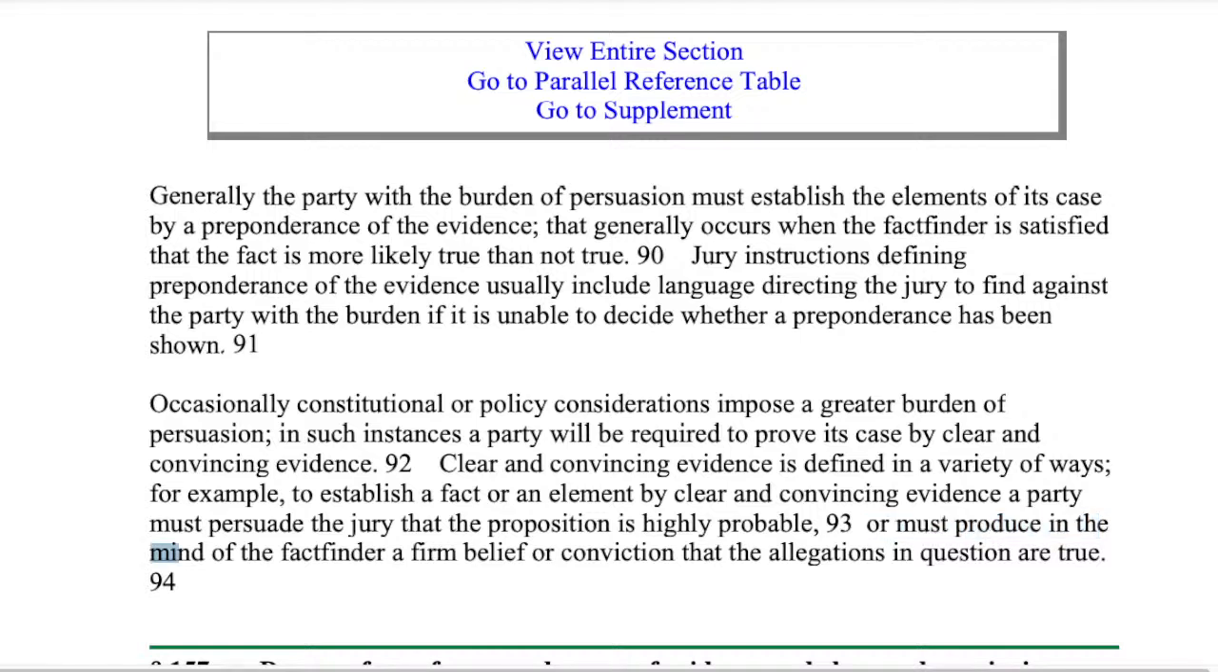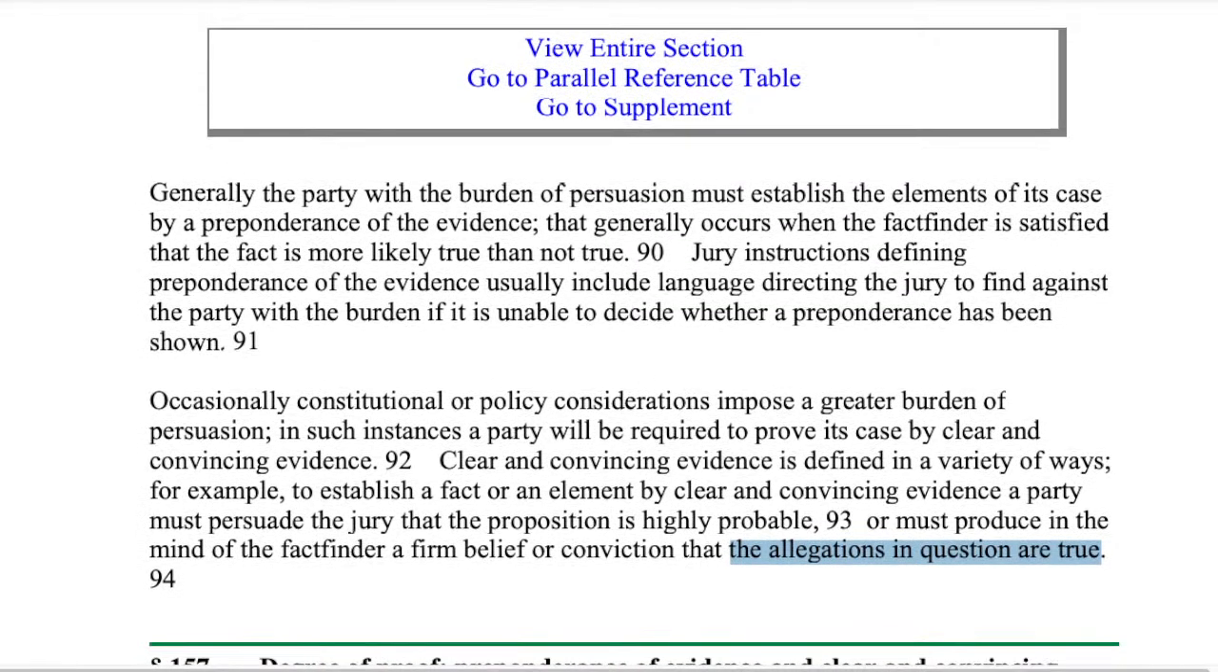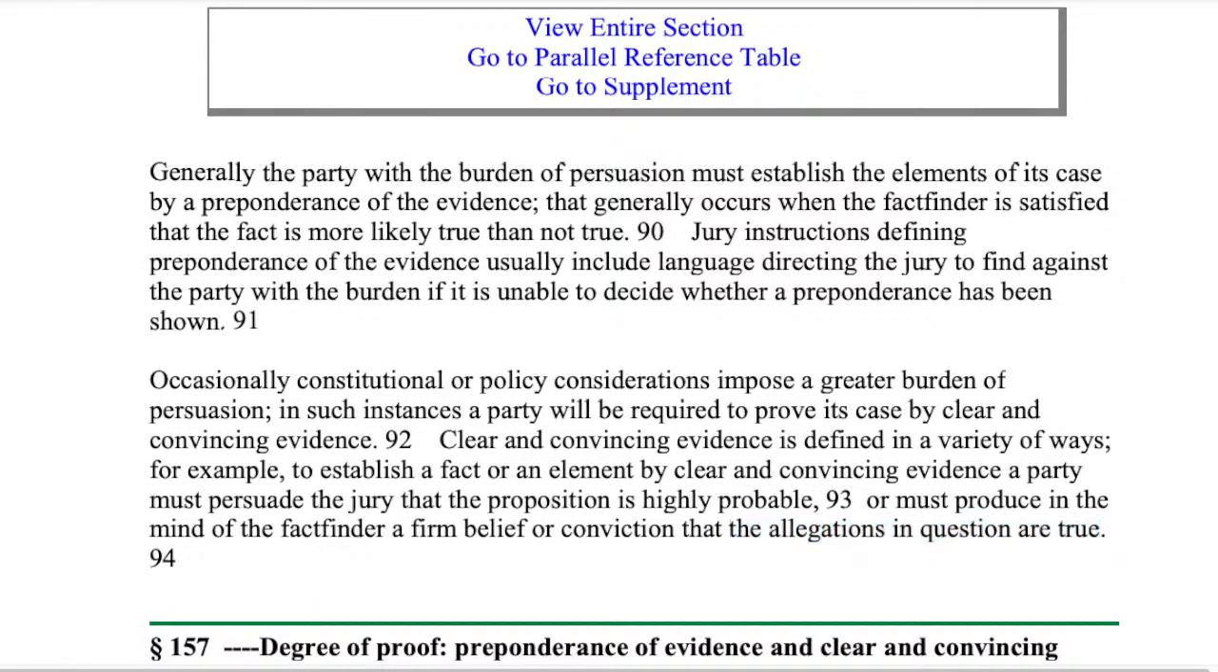Or must produce in the mind, talk about subjectivity, of the fact finder a firm belief or conviction that the allegations in question are true. So do you see how we're getting to the limits of where the instructions to the jury impose limitations on the persuasion aspect of this? We're starting to see more about why it's not just persuasion by other ways of coercion or personality or other ad hominem ways. It's persuasion with certain degrees of proof. And that is the general aim, to ascertain truth and ensure a fair process for all parties.